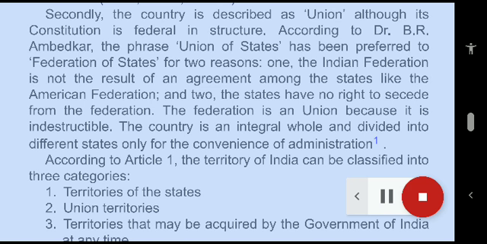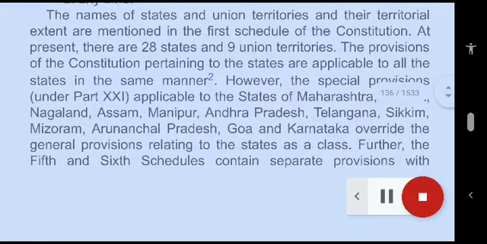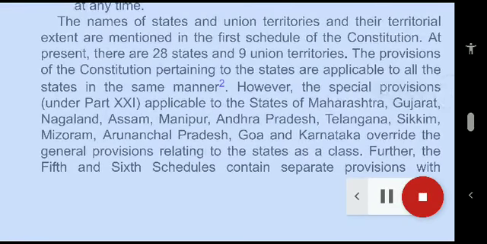According to Article 1, the territory of India can be classified into three categories. 1. Territories of the states. 2. Union territories. 3. Territories that may be acquired by the Government of India at any time. The names of states and union territories and their territorial extent are mentioned in the First Schedule of the Constitution. At present, there are 28 states and 9 union territories. The provisions of the Constitution pertaining to the states are applicable to all the states in the same manner.